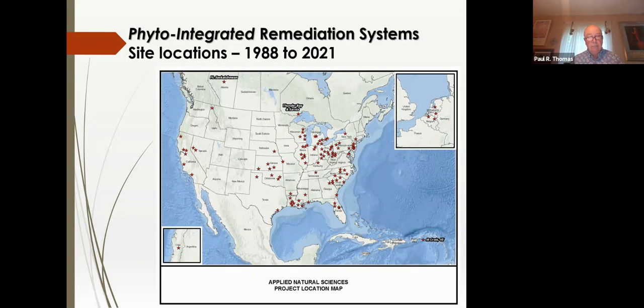Just looking at the map, is there any particular reason that there aren't any projects in the Mountain West? Is that just a market thing, or is there a reason for that?